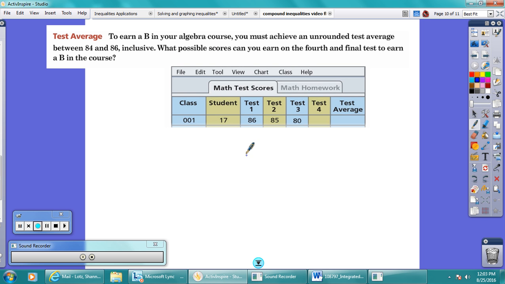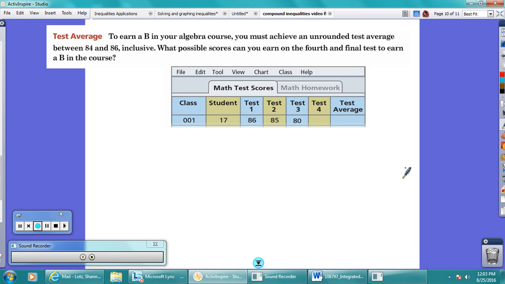Last but not least, we're going to do this in class together tomorrow. I want you to write down this question in your notes. I want you to be thinking, how am I going to solve this? We solved one almost identical. This is concerning average and test grades. Read the problem, write it in your notes, and think about how we're going to solve this in class.